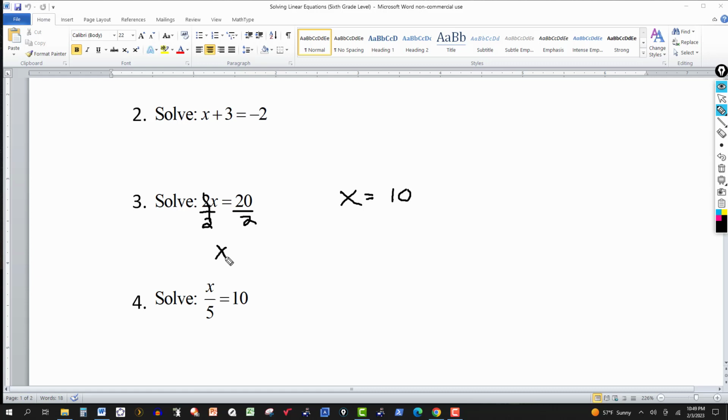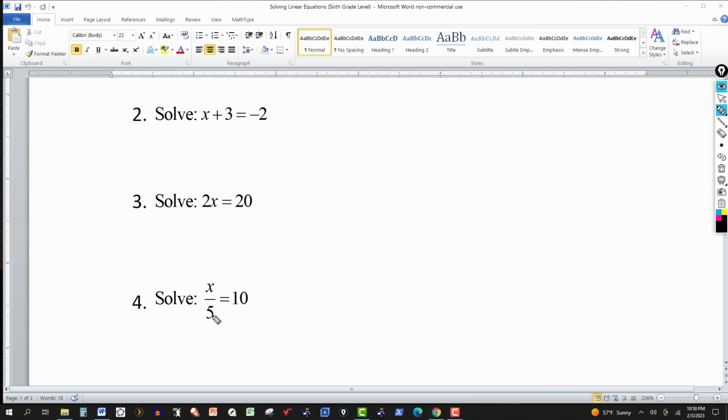So I put x. And then 20 divided by 2. 2 goes into 20 10 times. So of course, that's what we said, x is equal to 10. 10 times 2, go to the original equation. 2x equal to 20. 10 times 2 is 20. Checks. Now let's look at number 4 here.